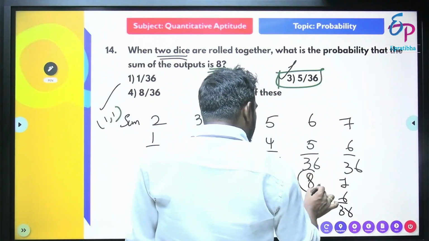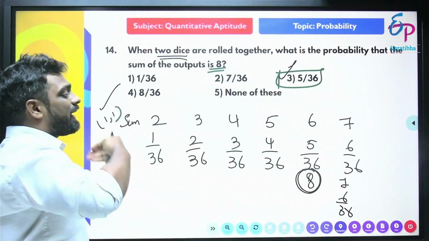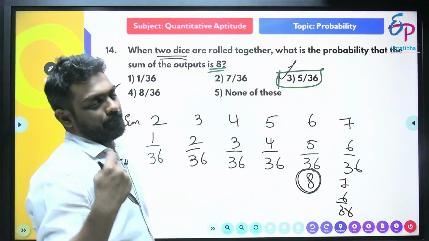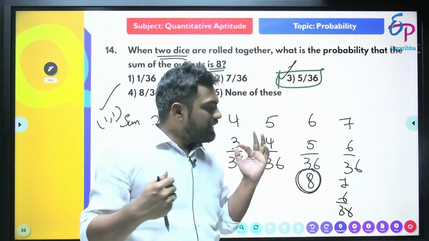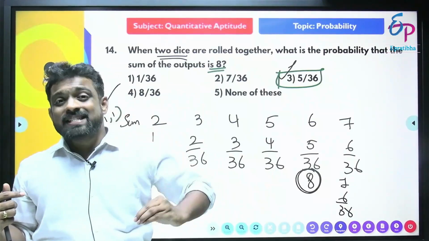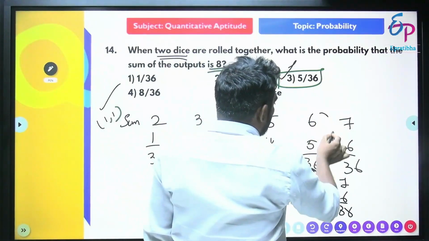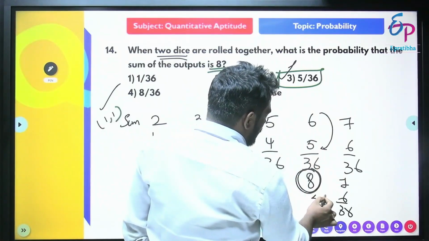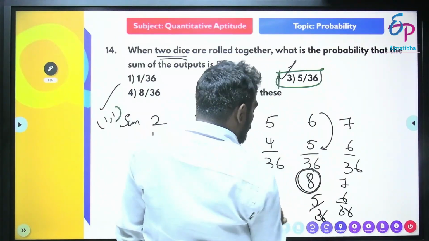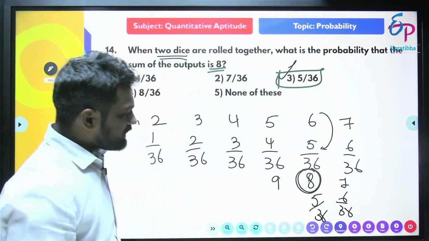Whenever the number is more than 7, for 7, which number can I add which will become 14? For suppose 8, which number can I add which will become 14? 8 plus 6 will become 14. 6 probability is what exactly? 5 by 36. Here also 5 by 36, for numbers more than 7.